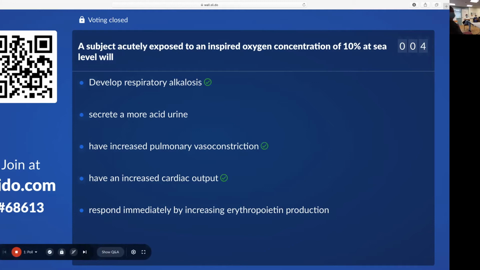A subject acutely exposed to inspired oxygen concentration of 10% at sea level will develop a respiratory alkalosis. This is true. Does anyone feel confident enough to tell me why and how? Is it because they'll hyperventilate to try and compensate for that? Yeah, why? What's the physiological mechanism? I had to write it down because it's complicated. Yeah, it'll be chemoreceptors, won't it? Because what do baroreceptors detect? Pressure. Pressure, exactly. So chemoreceptors detect chemical.